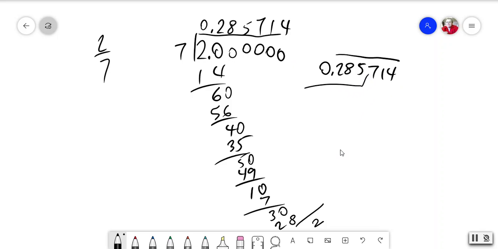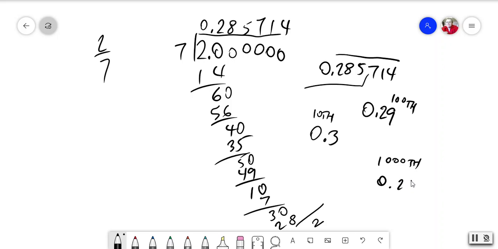So you would round something crazy like this. If I said round to the nearest tenth, well, this is your tenth place, the 2. 8 makes it go up to 3, so that'd be the nearest tenth. If I were to round it to the nearest hundredth, I'd say 2. 5 makes the 8 go up, so that'd be the hundredth. The farthest I would ever ask you to go is the nearest thousandth. So I'd have 0.286. Because a 7 is bigger than 5, that makes the 5 go up to 6. So that is how that would work.